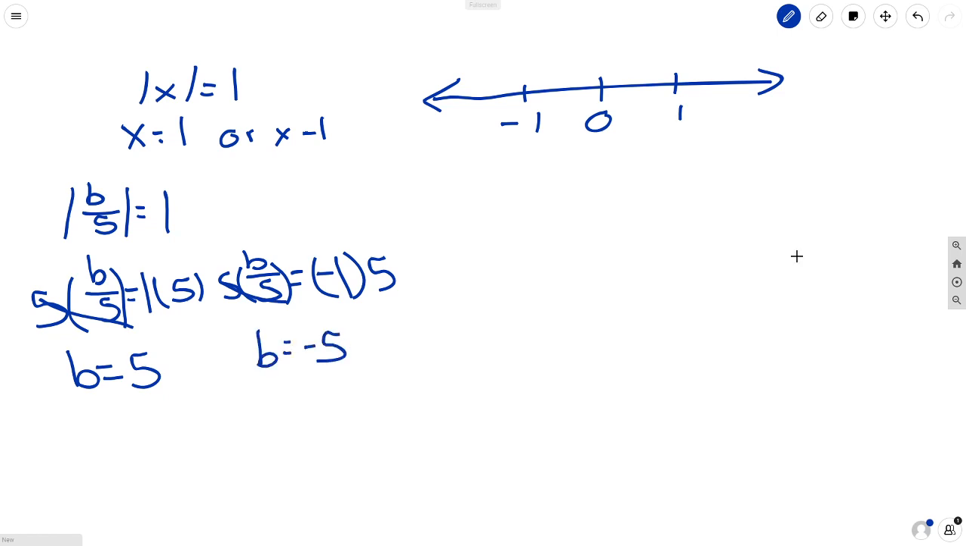So when we solve this equation, b could either equal 5 or b could equal negative 5. If we plug them back here, 5 over 5 is 1. Take the absolute value of 1. That is, in fact, 1. Negative 5 over 5 is negative 1, and the absolute value of negative 1 is positive 1. So we did do that correctly. We checked our work and it is perfect.